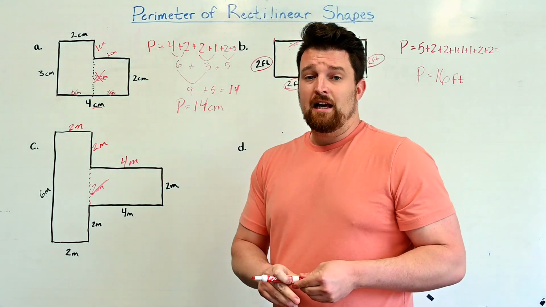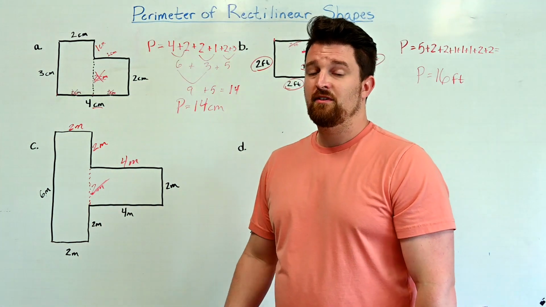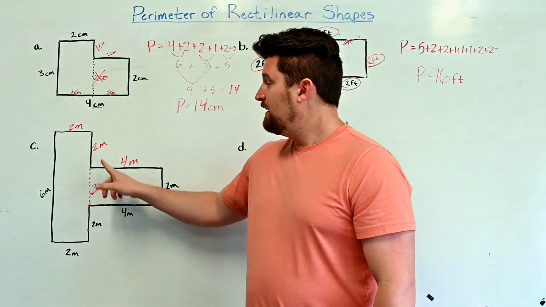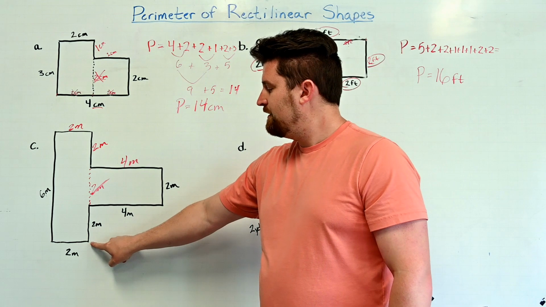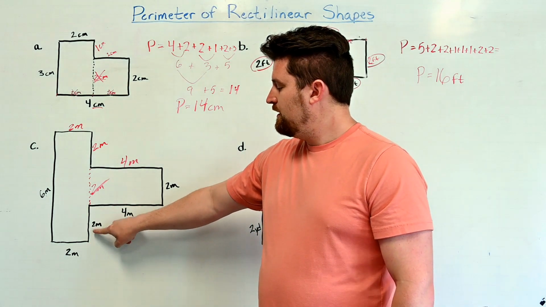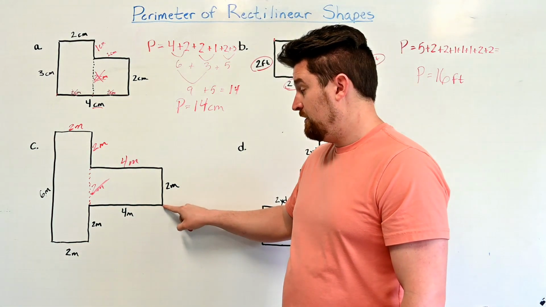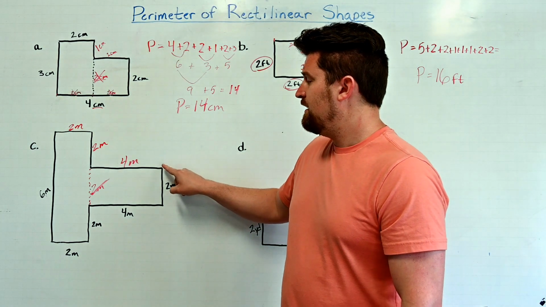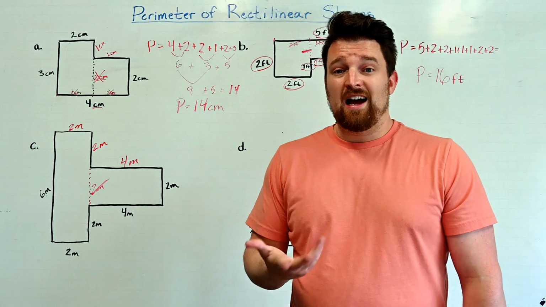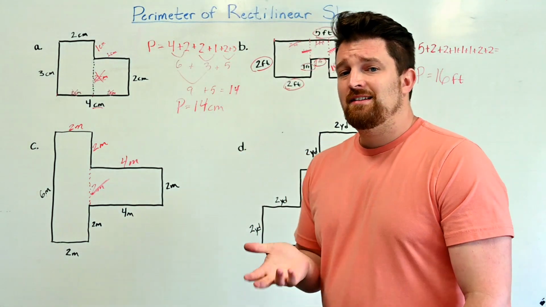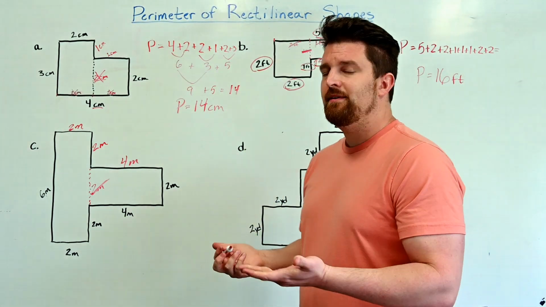I don't need this value right here to find perimeter. So now if I'm looking, this 2 is on the outside, 6 is on the outside, 2 is on the outside, this 2 is on the outside, this 4 is on the outside, this 2 is on the outside, that 4, that 2, and we're back to where we started. So I have eliminated everything else that I need. So let's create an equation now.